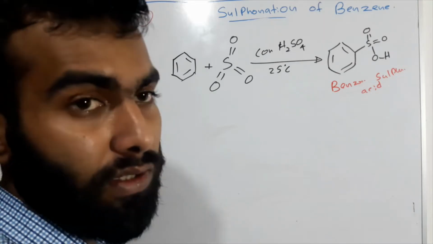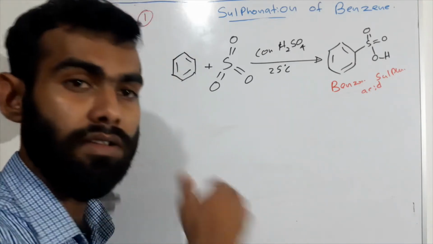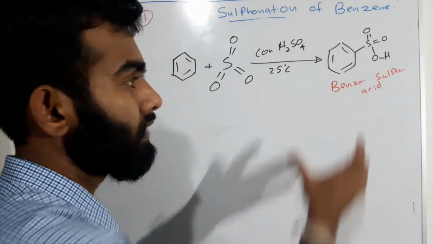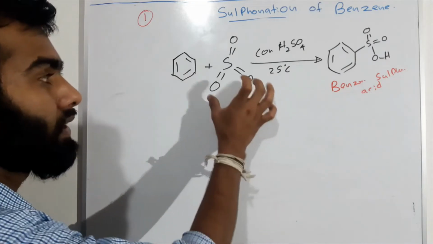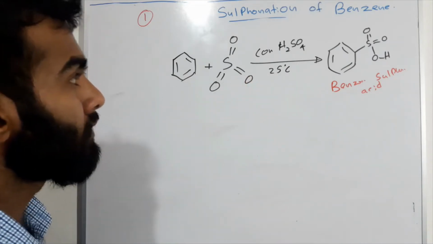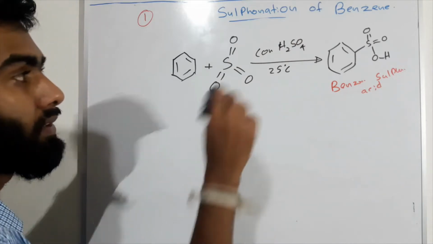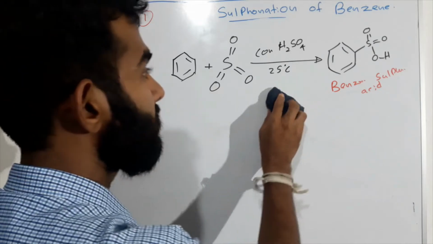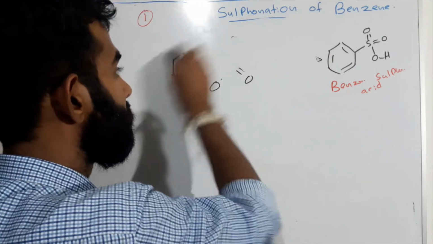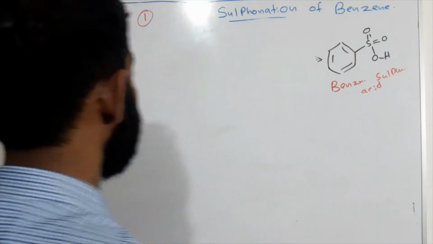So it is not this simple. There is a reaction series to get this final product, and we will study that. First of all, we have to produce SO3. They have only provided concentrated sulfuric acid, so by using concentrated sulfuric acid we have to produce SO3. So let's start. First thing is we have to produce SO3.